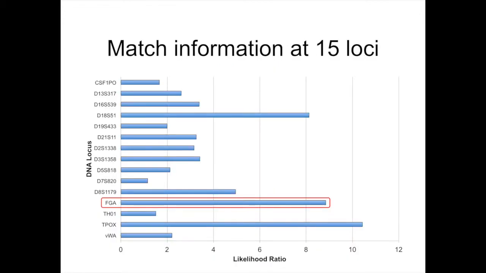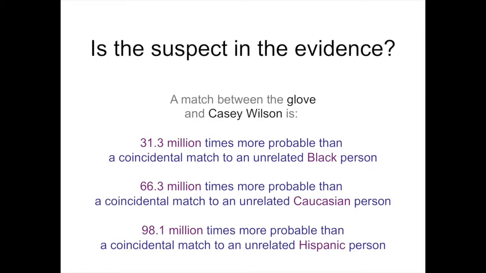This can be done and is done across 15 different locations. And when that happens, the x-axis is showing the numbers on a scale from about 1 to 10 for the 15 loci. They're independent genetic sites, and when they're multiplied together, we get a number that answers the question: is the suspect in the evidence?